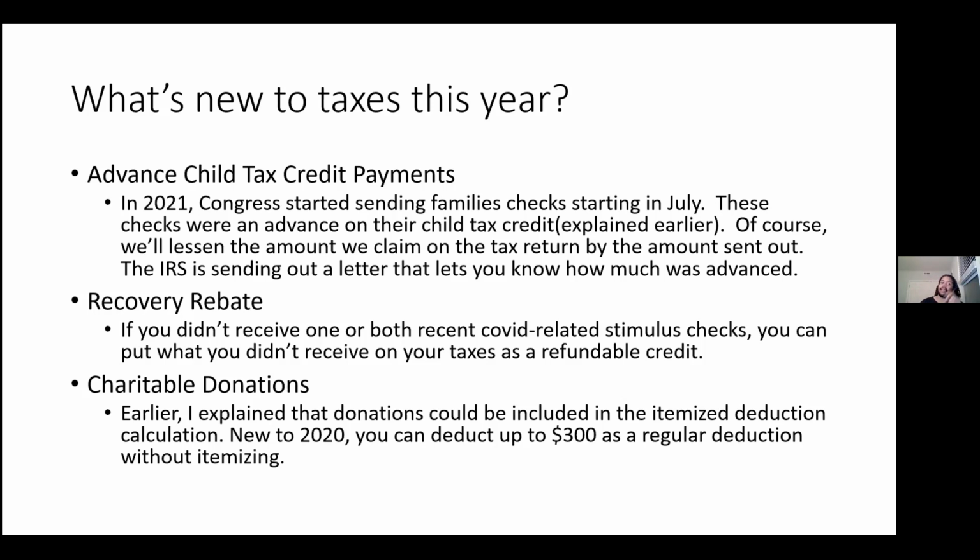Those checks were advance payments on the child tax credit, explained earlier. Of course, we'll lessen the amount we claim on a tax return by the amount sent out. The IRS sends a letter to let you know how much was advanced. We just got our letter maybe two or three days ago.